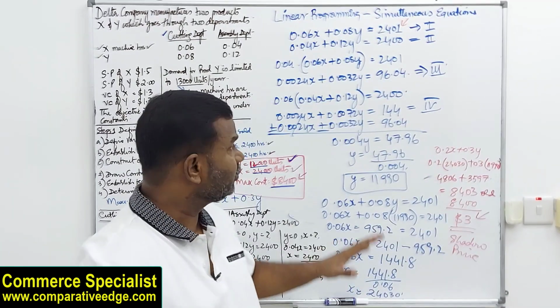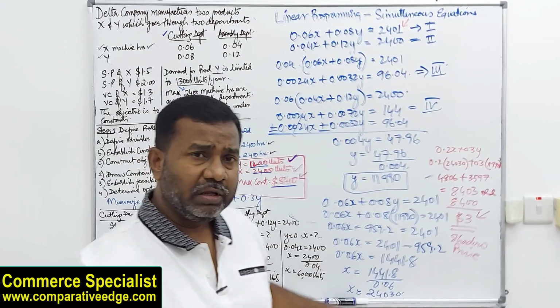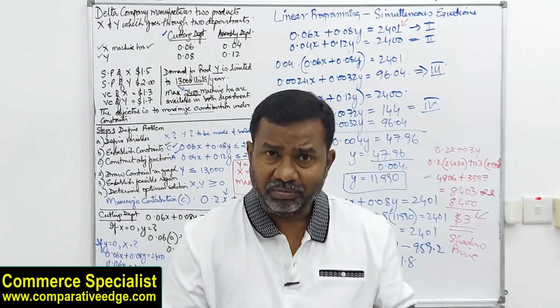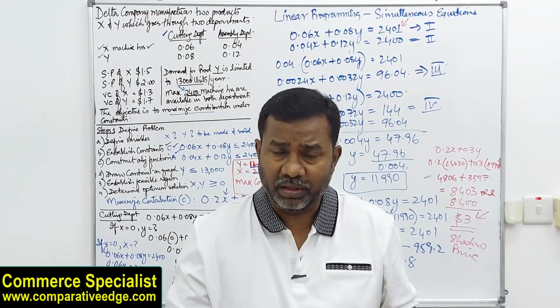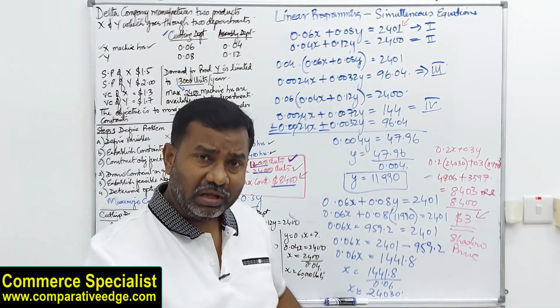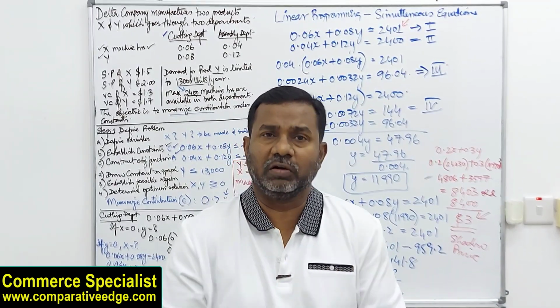Please excuse me for any inaccuracies here, because my job is to make you understand the concept. Mathematics, you all have calculators, you can calculate better than me. So the idea is to understand the procedure, how it is done. The idea is to understand the application, what is shadow price and why it is calculated.